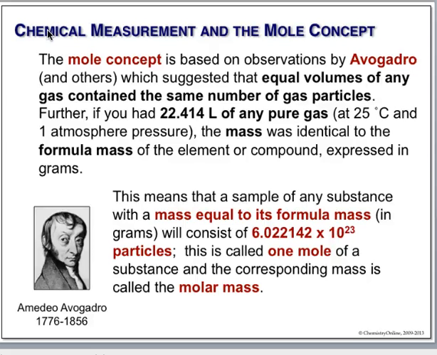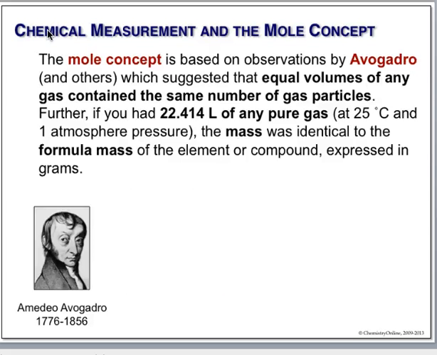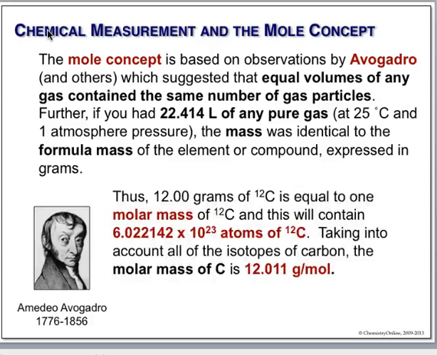This is what we'll call the molar mass. For example, carbon-12 is the universal standard for calculating masses. If we had exactly 12 grams of carbon-12, only the isotope carbon-12, then this 12 grams would have 6.02 times 10 to the 23rd atoms of carbon-12.